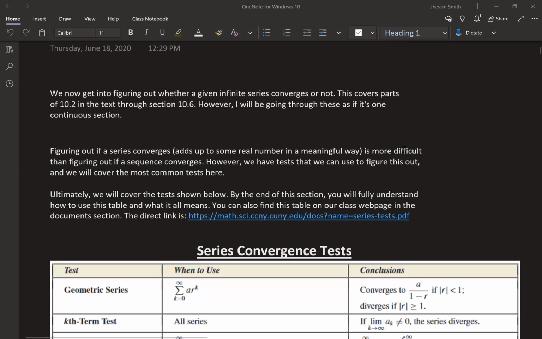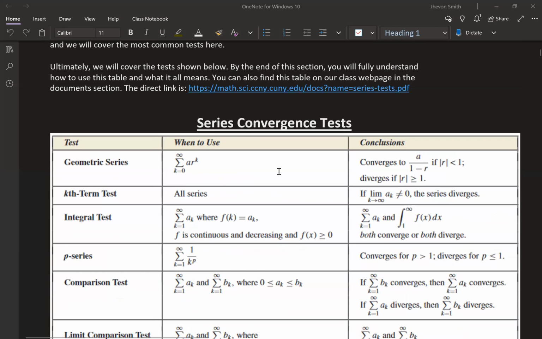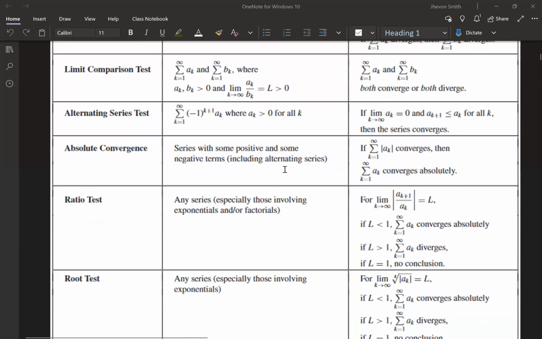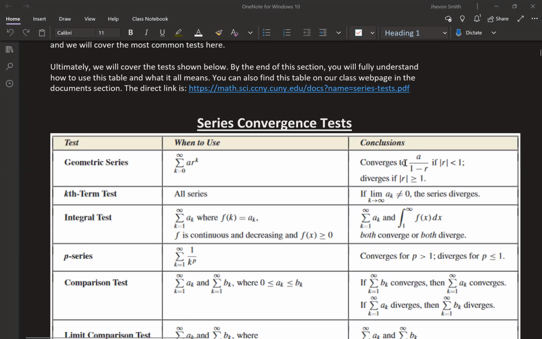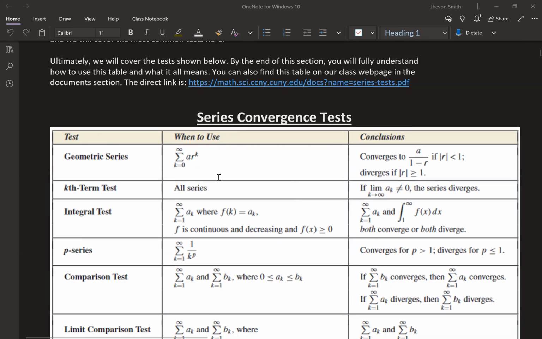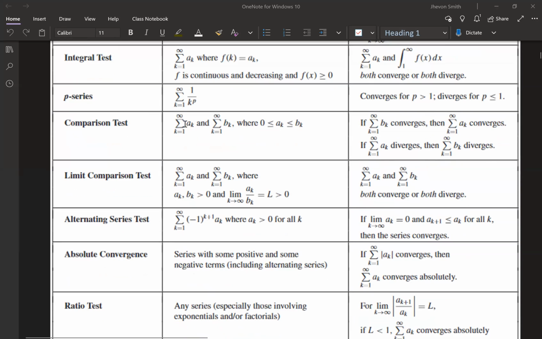Essentially, we know several series tests, which are summarized in the table here, which you can also find at this link on the math department page on our class's webpage. And these are the ones that we're going through. I think last time I covered up to the P series test. We stopped just before the P series test. So now we're going to actually finish up the rest of this table.